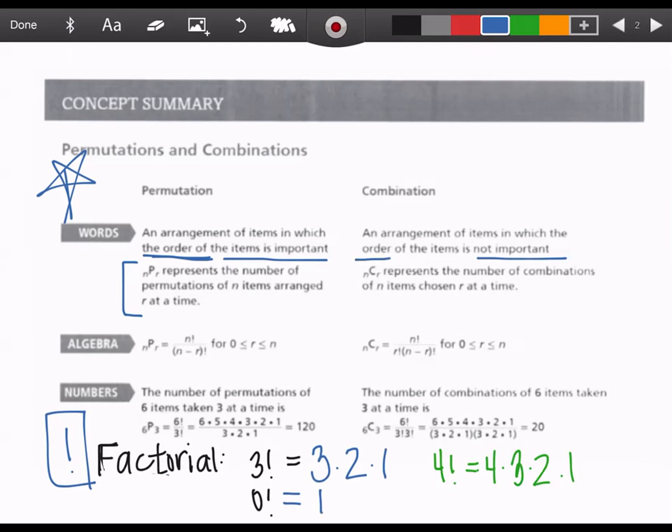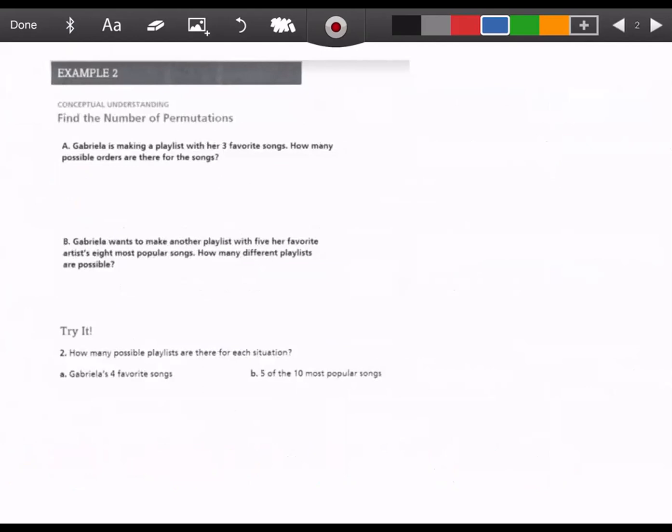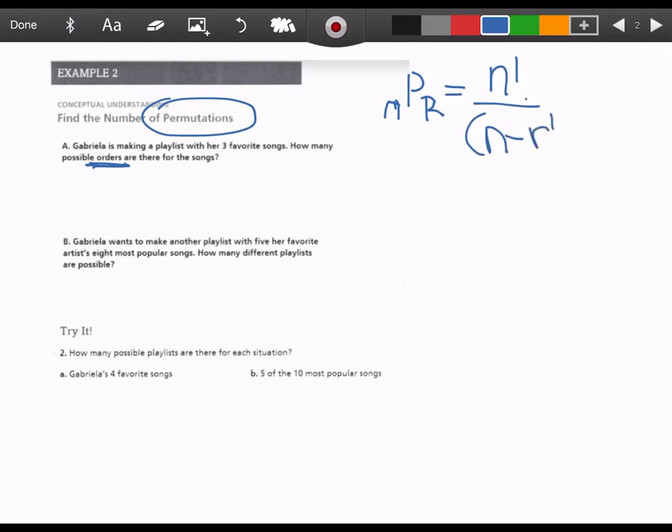So if we look at this first example here, Gabriella is making a playlist with her 3 favorite songs. How many possible orders are there for the songs? So the fact that we're talking about a certain order means that we are going to use permutation. And remember, the formula is nPr is equal to n factorial over n minus r, close off the parentheses, and then factorial.